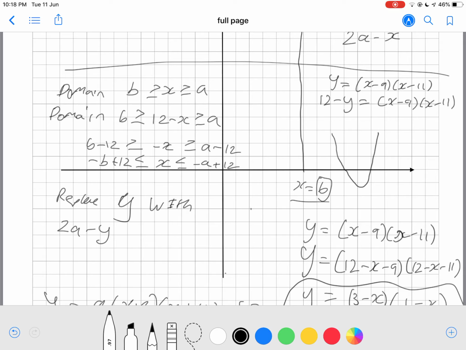Basically, you move the 12 to the other side, so negative y equals x minus 9, x minus 11, and minus 12 as well, because of the 12 here. So for negative y, we divide everything by negative 1. Again, all we're doing is making the shape negative and the c changes orientation. So y equals negative x minus 9, x minus 11 plus 12.